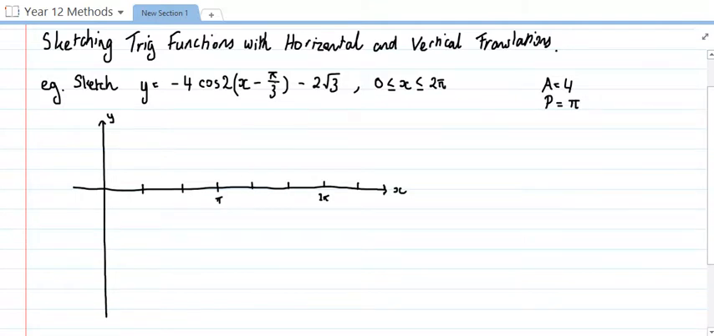Also, we have a reflection in the x-axis, so the graph is going to be turned upside down. Notice that the graph has moved pi on 3 units to the right, and it's also moved down 2 root 3 units. All of that combines to just make it a real mess.